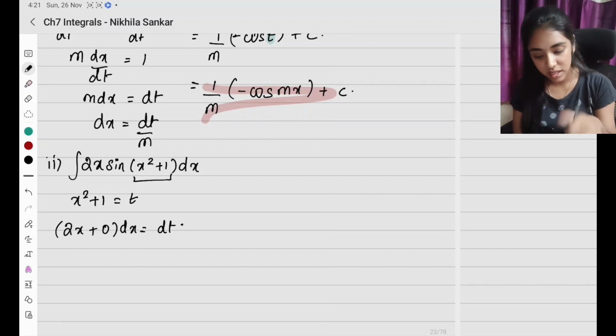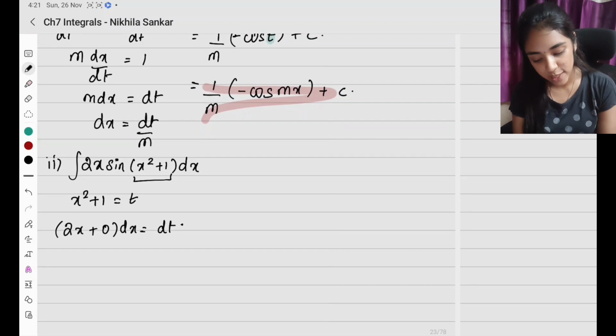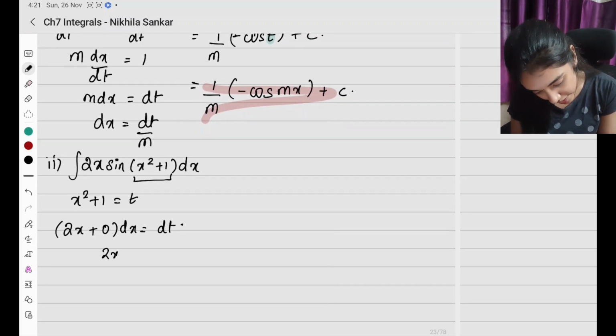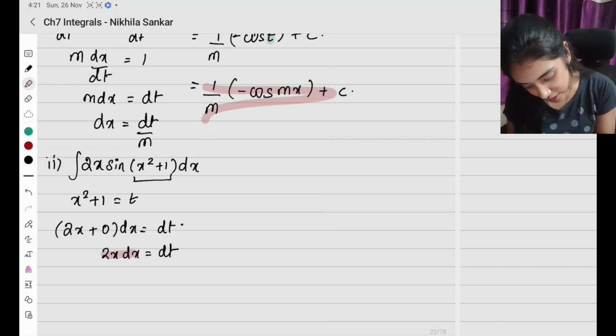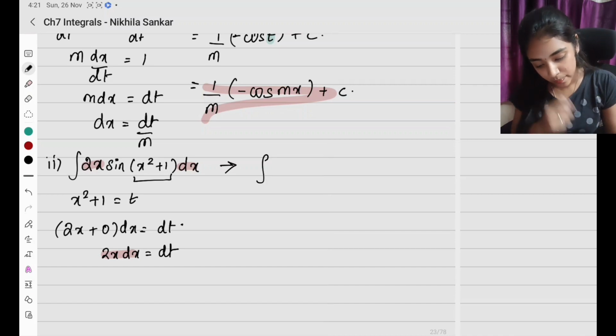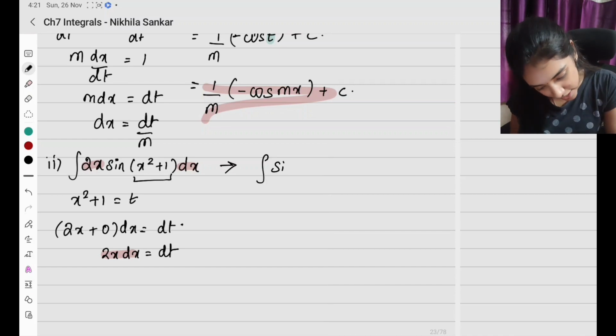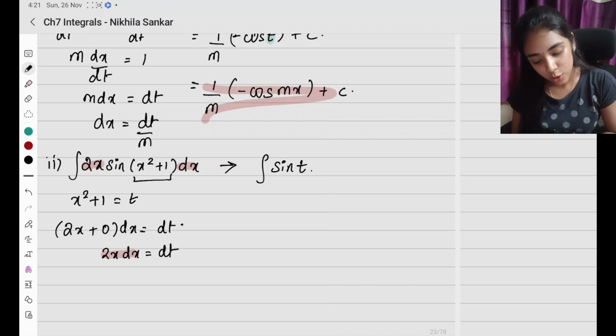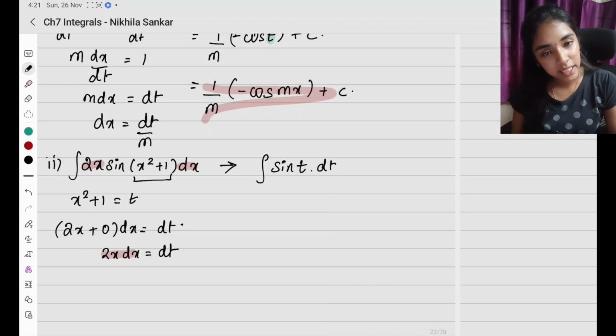ஓகே, dx by dt இருக்கிறத நான் அந்த சைடு எடுத்துட்டு போயிட்டேன். ஸோ 2x plus 0 equals dt. ஸோ I have 2x dx equals dt. ஸோ பேசிக்லி இங்கே என்ன தெரியுது? 2x dx. So how does the question change? I can change this as integral of sin x square plus 1. So I can change this as sin of t times 2x dx க்கு பதிலா I can write dt.